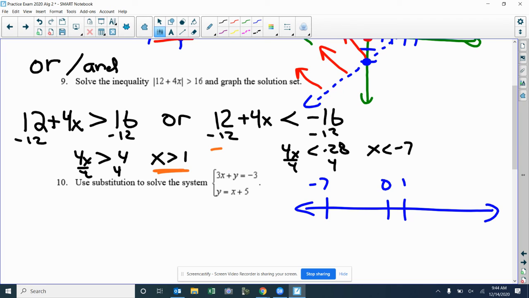Come over here. X greater than 1 would be open, and greater is everything to the right. Remember, this is an or, so it's whatever they have. Remember, and would be what they have in common. Here we're looking at less than -7, open also, and that one slides this way. So there's a lot there, isn't there? Questions on that one? Anyone?